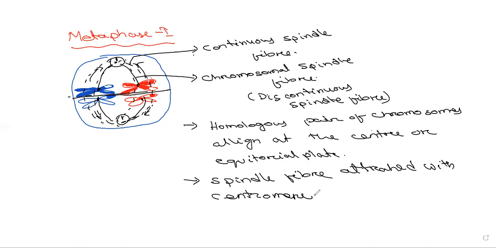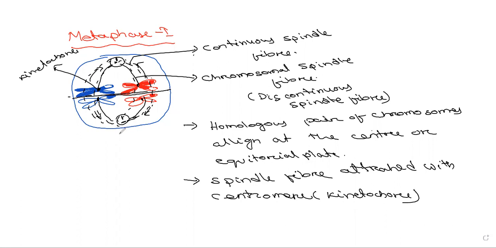In the centromere we know there is presence of the kinetochore. The centromere has the kinetochore. So this black part is the centromere, and that centromere has the kinetochore, and with that kinetochore the spindle fiber attaches here.